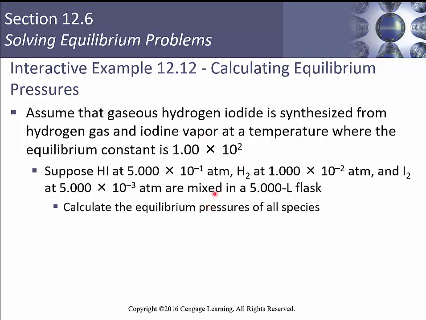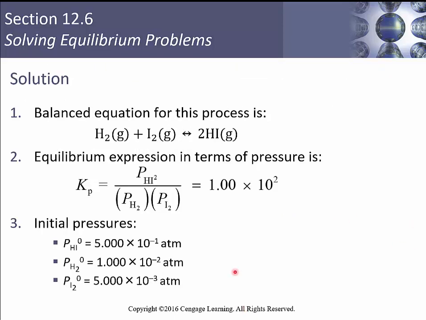We've been given a Kp, we've been given some concentrations. How is it going to go? So step number 1, we're going to write out the balanced chemical equation. H2 plus I2 gives us 2HI gas. Our equilibrium expression is going to be our products, HI, squared, over the pressure of the H2 and the I2. And again, we're using pressures as a stand-in for moles because pressures can be a stand-in for concentration. And we know that our value for K is 1 times 10 to the 2.